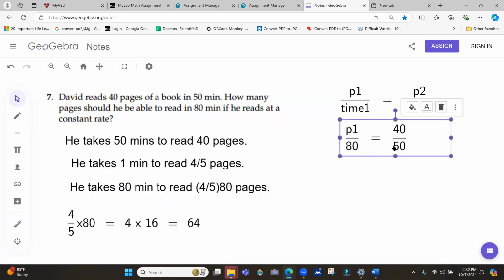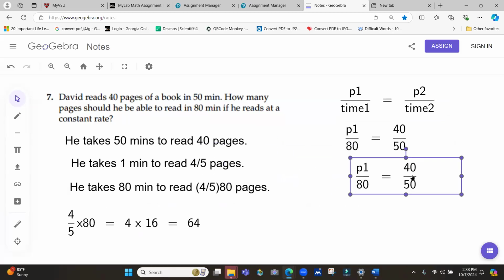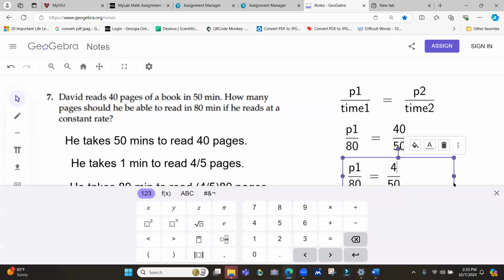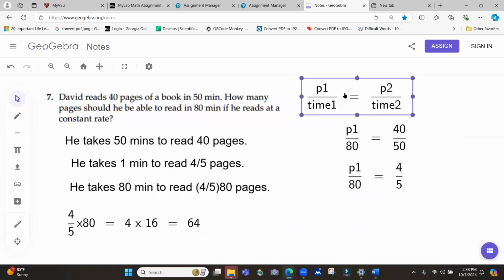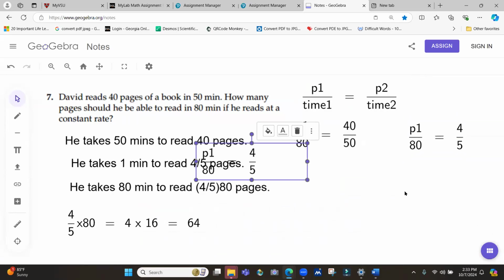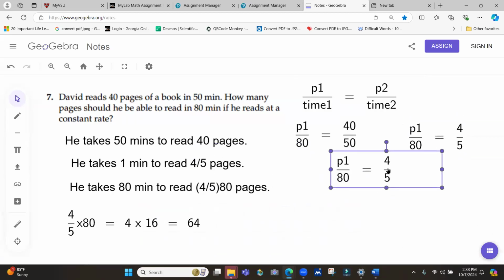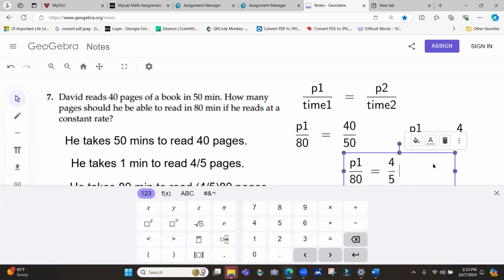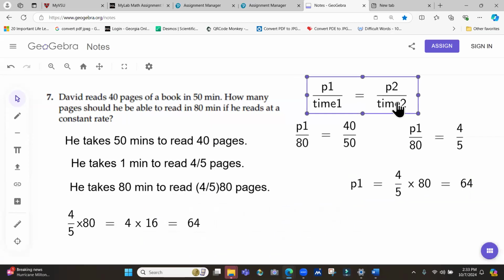And it'll be exactly what we got before. So I'm going to divide this. I need a little bit of room. I'm going to leave this guy here. And P1 is the number of pages he will finish. If you multiply both sides by 80, 64. Done. Here are two methods.